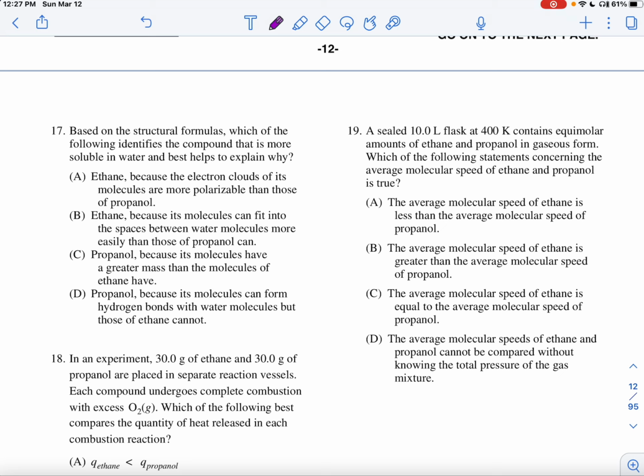So I'm going to start with question number 17. Question number 17 asks, based on the structural formulas, which you have above, of these two things, which one is going to be more soluble in water and best helps to explain why? First thing I want to talk about is a concept that you might remember from first year, which is like dissolves like. Like dissolves like means that polar substances will dissolve other polar substances and non-polar substances will dissolve other non-polar substances.